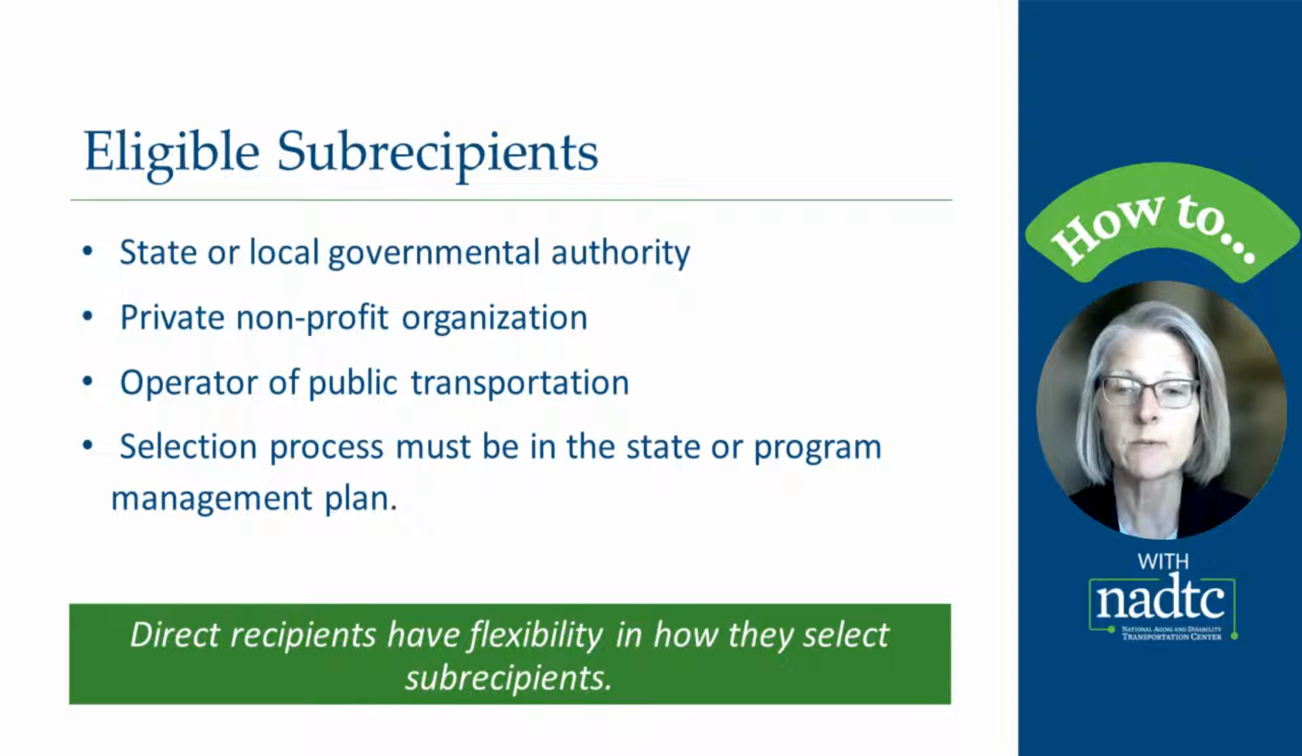Eligible subrecipients for non-traditional or other Section 5310 projects include private nonprofit organizations, states and local government authorities, or operators of public transportation. Direct recipients have flexibility in how they select subrecipient projects for funding, but the selection process must be in the state program management plan.